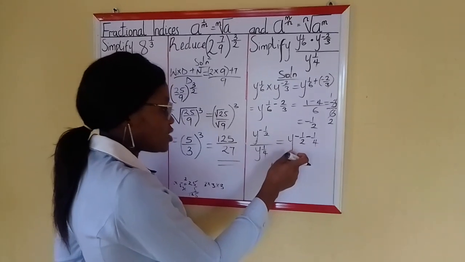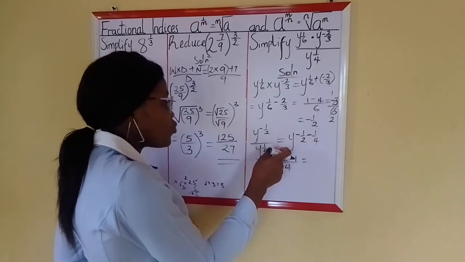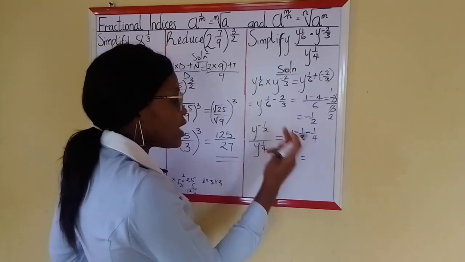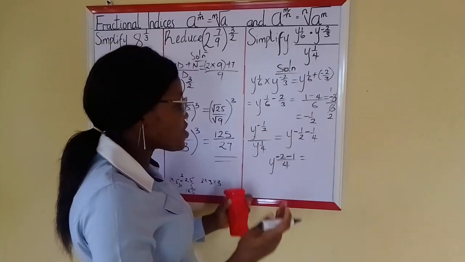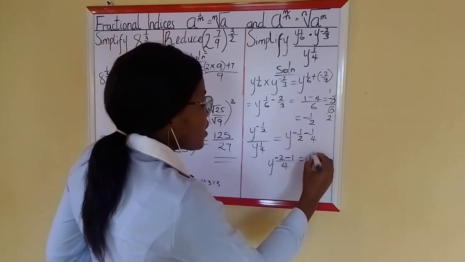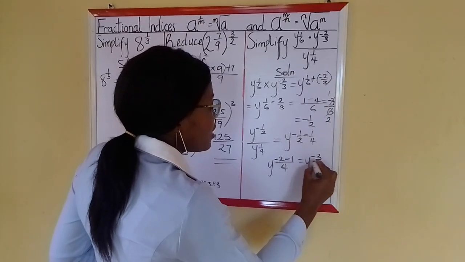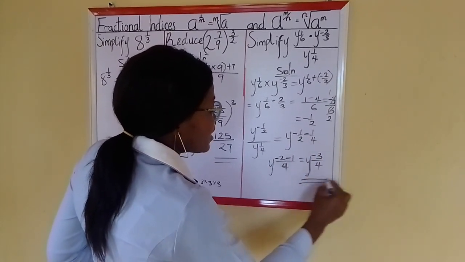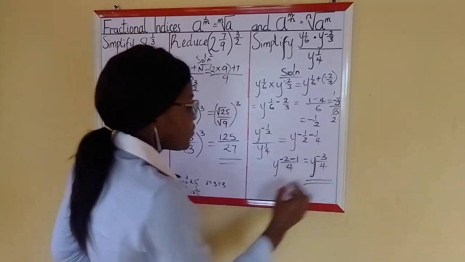If you are owing 2 naira and you are owing 1 naira, or you are owing 2 pence and you are owing 1 penny, add the two of them together. It means you are owing 3 pence altogether. So we have y raised to power minus 3/4 as the final answer.